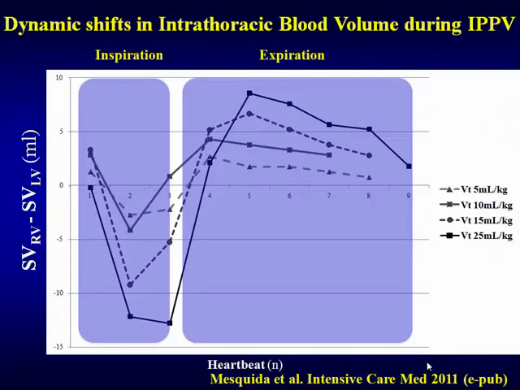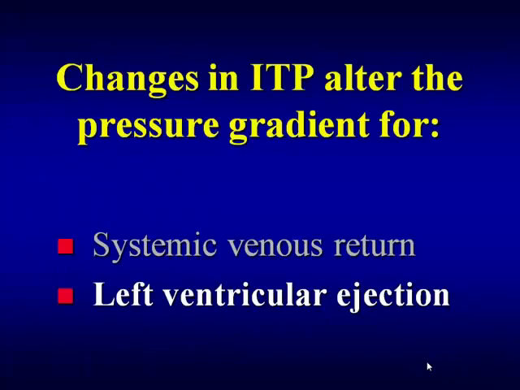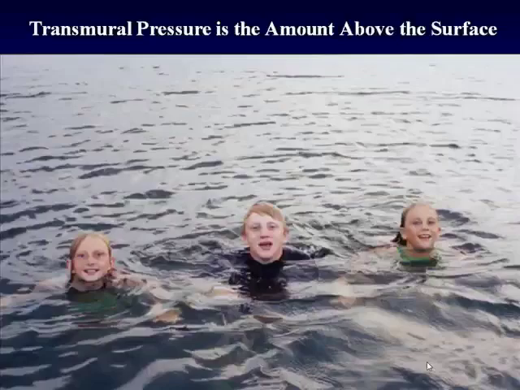And it's the reason why you see the pulsus paradoxus, and it's the reason why you see the stroke volume variation. Now let's talk about the effects of intrathoracic pressure on left ventricular ejection. And for this, I have to show you my children. Nobody seems to understand transpulmonary pressure, so I prefer to show you a picture of my children instead. You'll understand it after you see this picture.